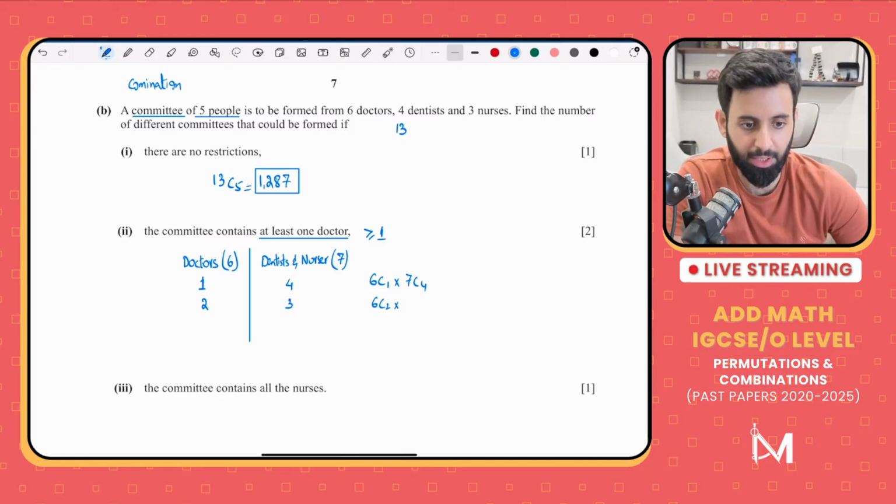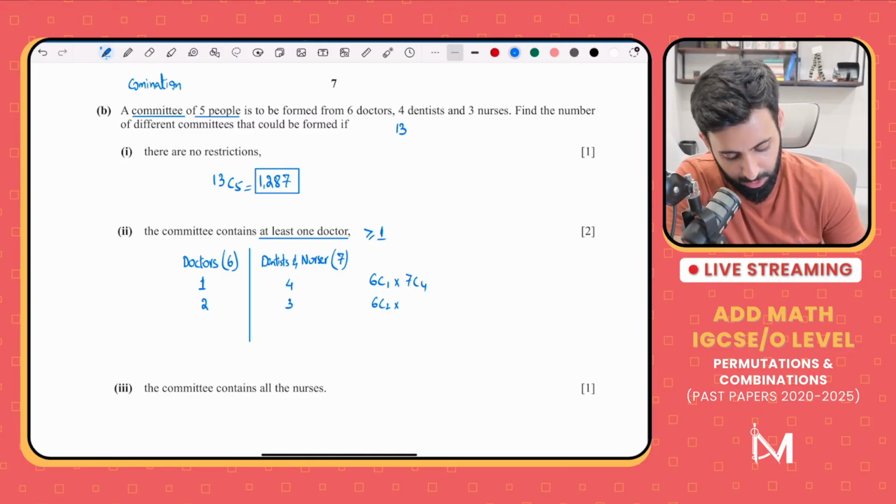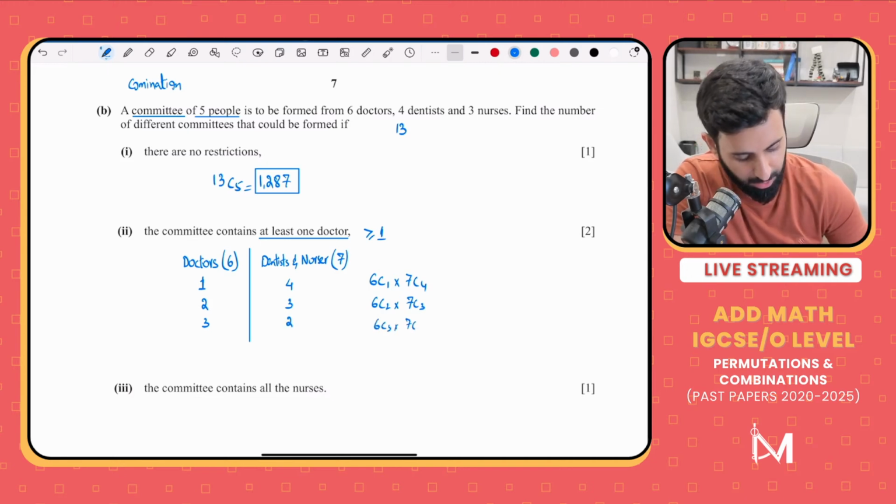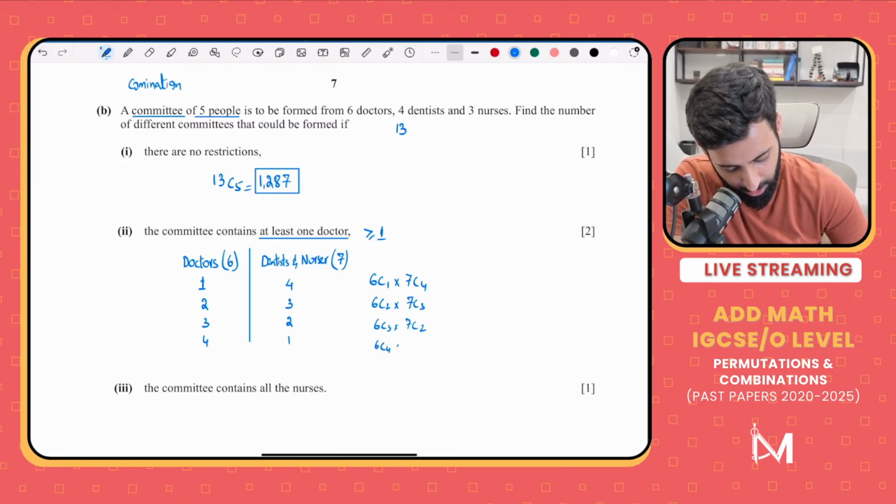Okay, you guys have figured out the shortcut already. I was going to come to that after doing it the longer way, but you figured it out already, so that's great. But let's do it the longer way also. Then let's have 3 doctors, which means we'll have 2 of these. So that would be 6C3 into 7C2. And then we can have 4 doctors and 1 of these. So that would be 6C4 into 7C1.